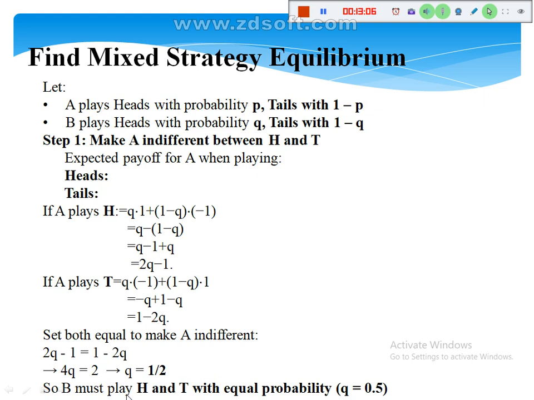So B must play heads and tails with equal probability, 0.5 and 0.5, because B plays heads with probability Q and tails with 1 minus Q. So Q is equal to 0.5, and 1 minus 0.5 is equal to 0.5. So B plays heads with 0.5 and tails with 0.5.